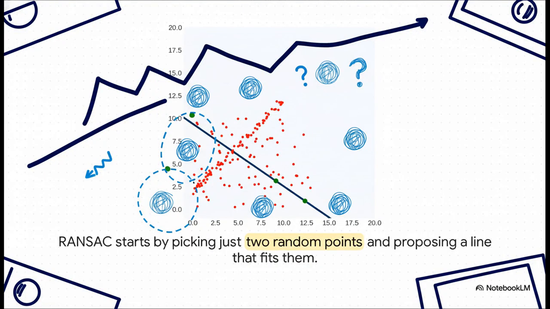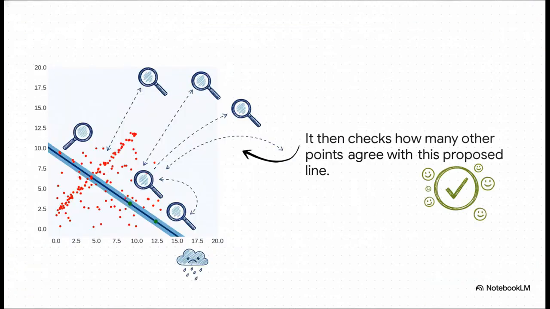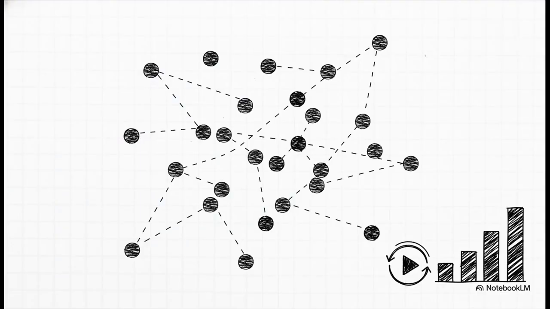Well, instead of trying to look at all the data at once, it starts really small. It picks just 2 points, completely at random, and draws a line between them. Now, most of the time, it's going to pick at least one bad point, so this first guess is probably way off. But here's where the consensus part comes in. RANSAC then looks at all the other points and counts how many of them agree with this proposed line, how many are close to it. For a bad guess like this one, not many points are going to support it, so it gets a really low score. Then it just throws that line away and starts over.